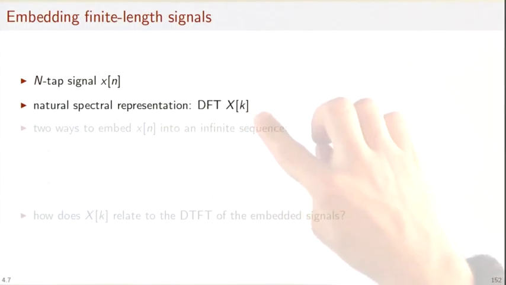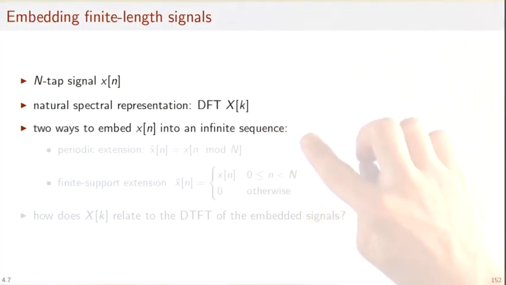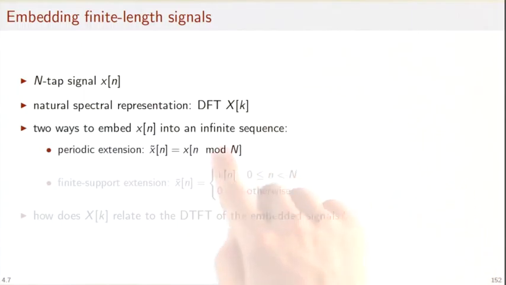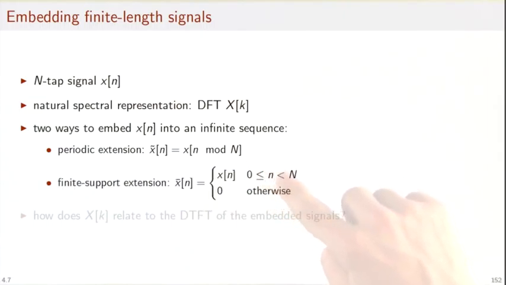Now there are two ways to embed x[n] into an infinite sequence. One is a periodic extension, so we take the index modulo capital N, that gives us x tilde of n, which is simply the repetition where the period is of length N. Another way is a finite support extension, which we denote by x over bar, which is equal to x[n] on the interval 0 to N minus 1 and equal to 0 otherwise.